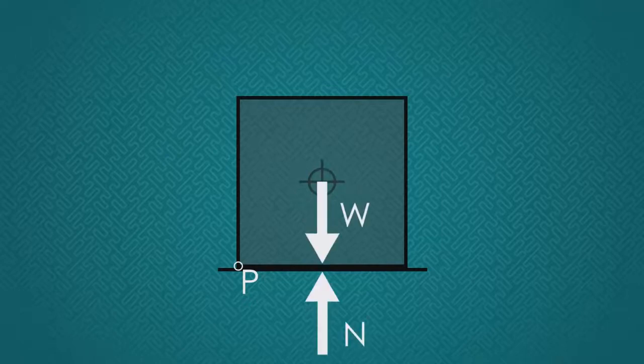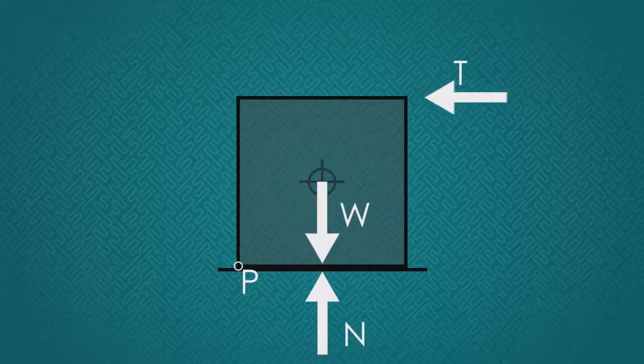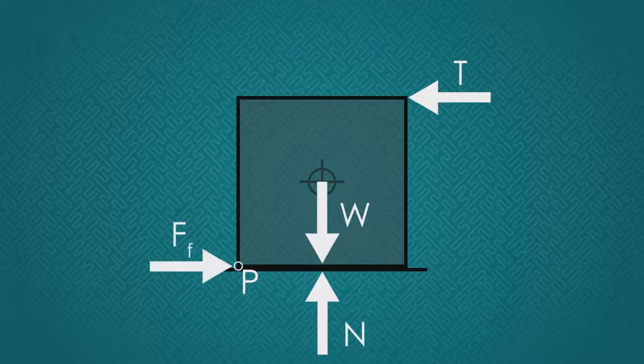We know the weight and normal force balance each other in the vertical direction, but now we're adding an applied horizontal force, force T. If the box isn't moving, there has to be a force that is equal to and opposite of T. Where does that force come from? The force that's acting opposite to the applied force, T, is the frictional force between the table and the box.